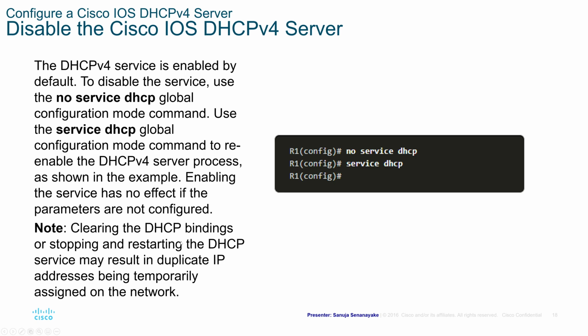Please note, clearing the DHCP bindings or stopping and restarting the DHCP service may result in duplicate IP addresses being temporarily assigned to the network. So in other words, if you shut this service down by issuing no service dhcp and you put it back online with service dhcp, and there are clients that already received DHCP and are working on the network, it may temporarily have duplicate IP addresses being handed out to the next client requesting DHCP. But it will get resolved through, remember, the DORA process, and the DHCP server will take care of that in a few seconds to minutes after it boots back up.